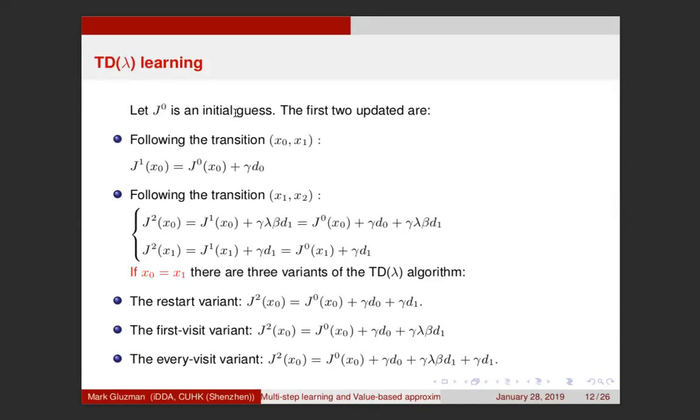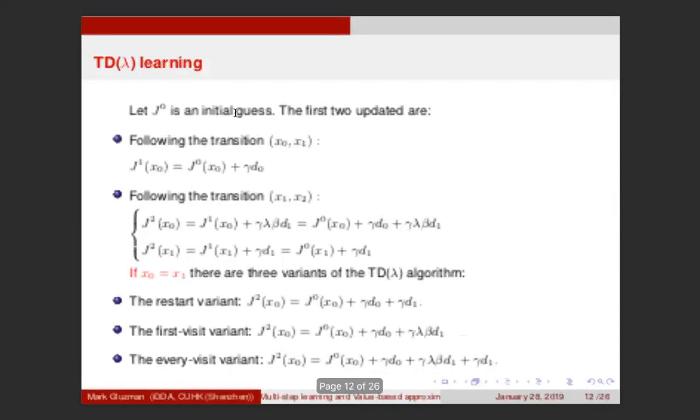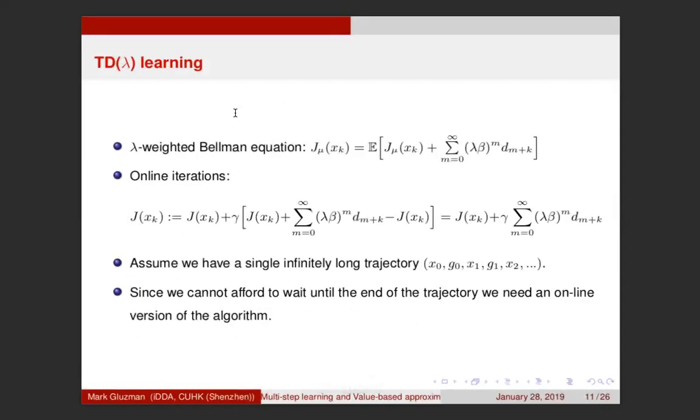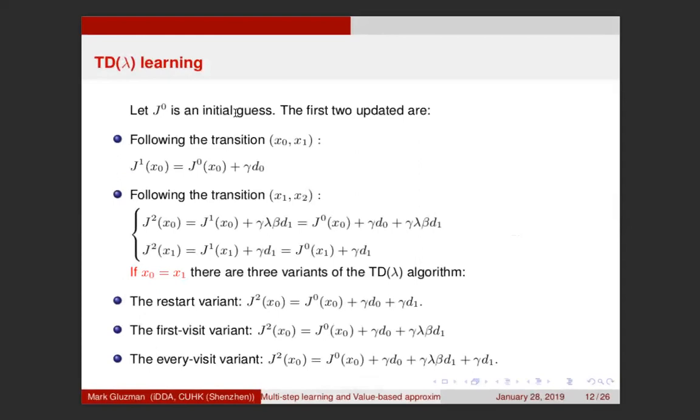For the state x1, we made only one iteration from x1, so m is equal to 0 in our sum. And basically we get the following current estimation of this sum.